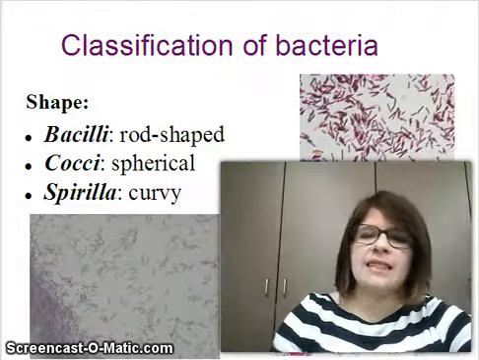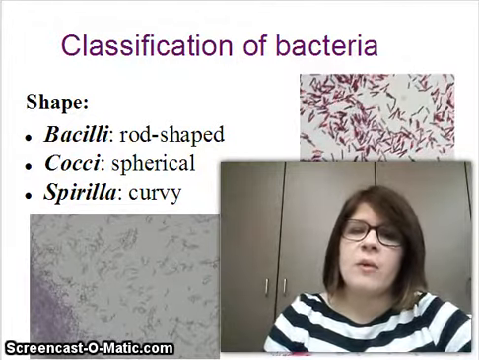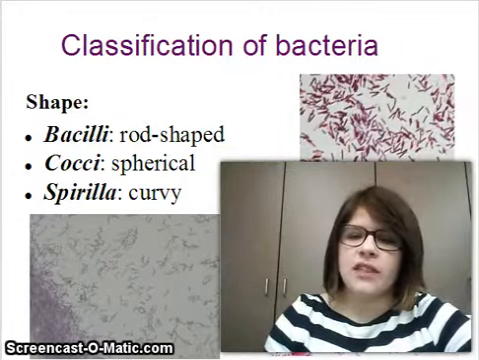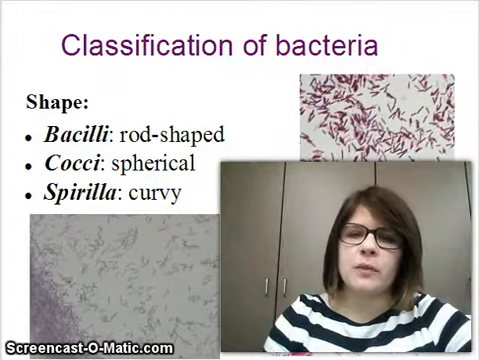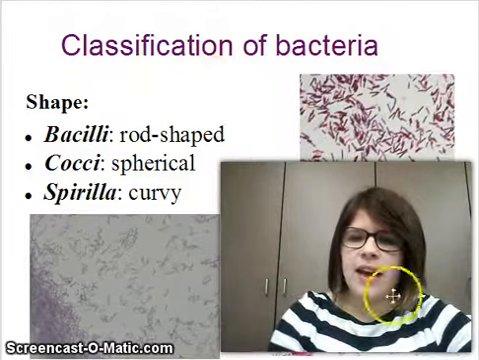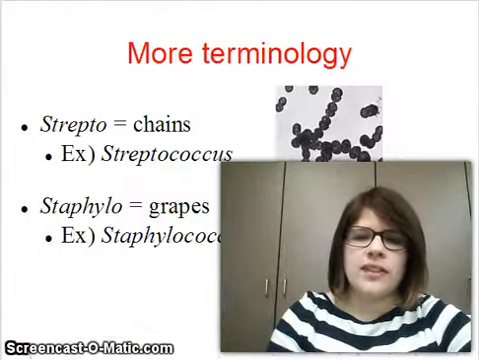So we're going to classify these bacteria, and what we use to classify bacteria is their shape. We have bacilli, which are rod-shaped, cocci, which are spherical or round, and spirilla, which are curvy. So you can see the bacilli here, the cocci here, and the spirilla over here. And you can see those different shapes.